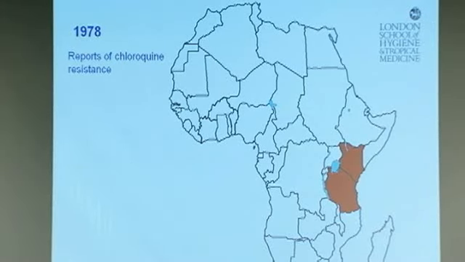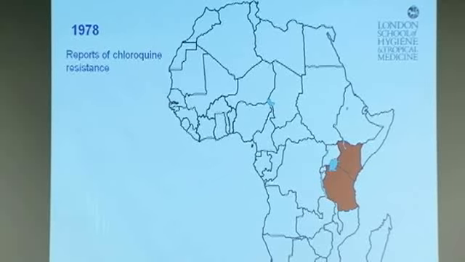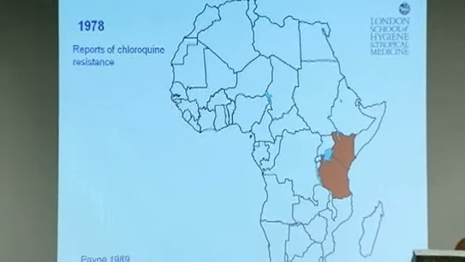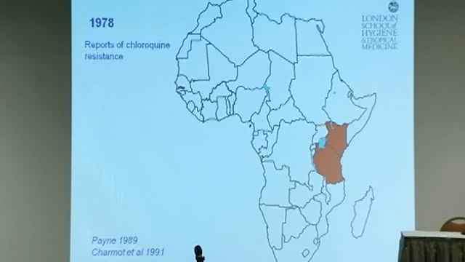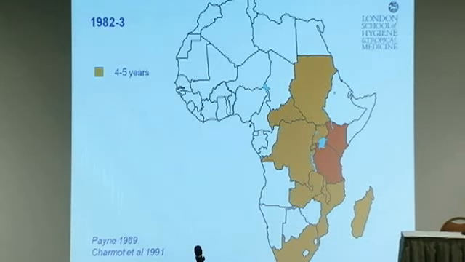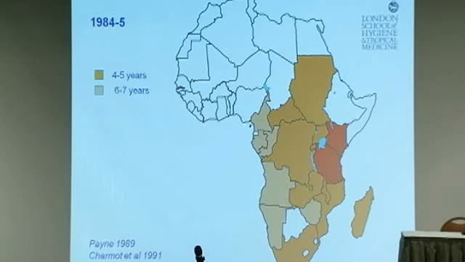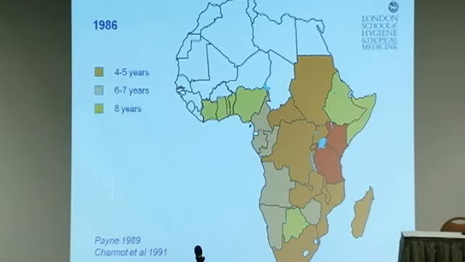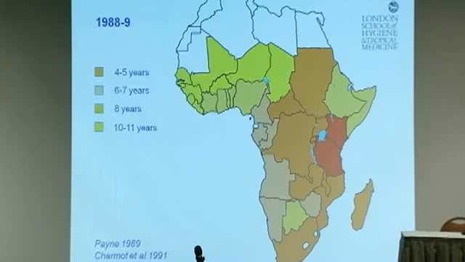So this is 1978. These are the first reports of chloroquine resistance. So these are maybe just a few cases. It hadn't reached a high level in these countries, Kenya and Tanzania. And from that East African focus, within 4 to 5 years, the first reports of chloroquine resistance came from neighbouring countries. Within 6 to 8 years, it had spread further, and finally, within 10 to 11 years, chloroquine resistance had been reported just about everywhere.